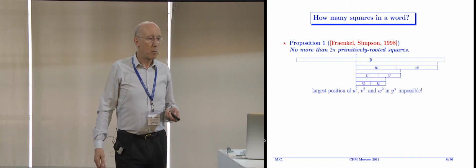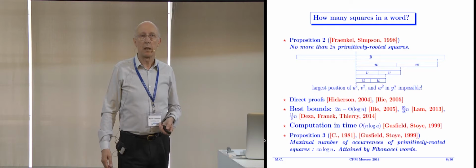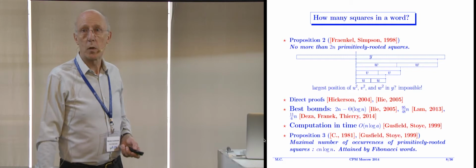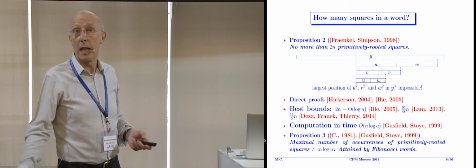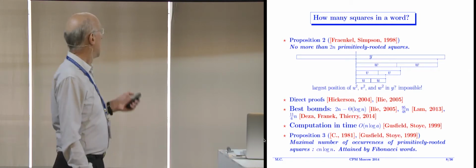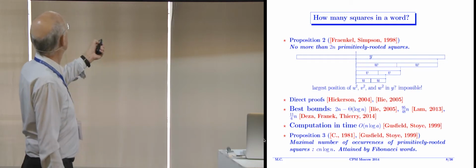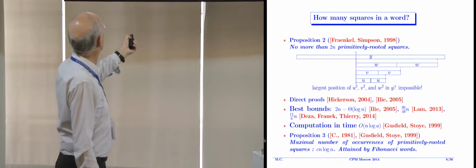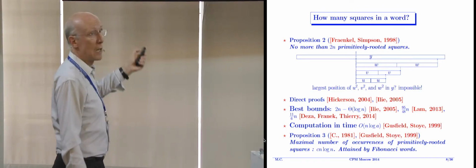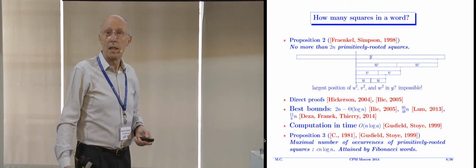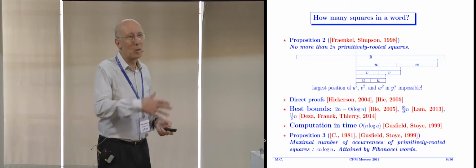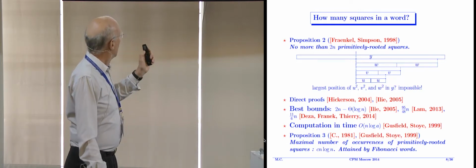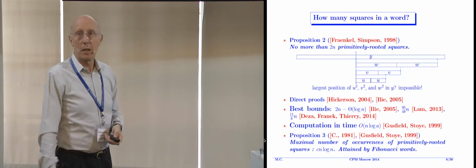This is a very simple proof. There are direct proofs of that, and indeed, there is still a conjecture that the number of squares is no more than n, the length of the string. And the latest result is by Deza, Franek, and Thierry, and the bound they have at the moment is 11 over 6 n. It's far from n, it's closer to 2n than n. So this is about the number of squares.